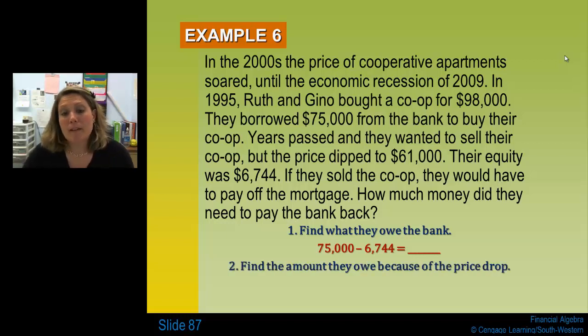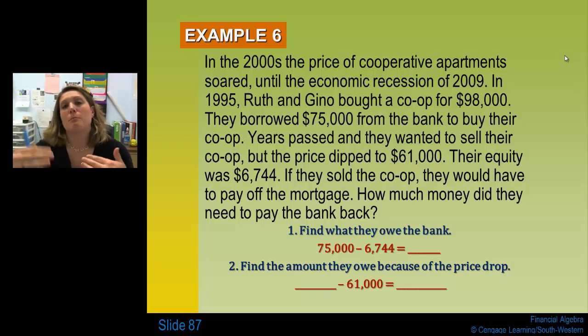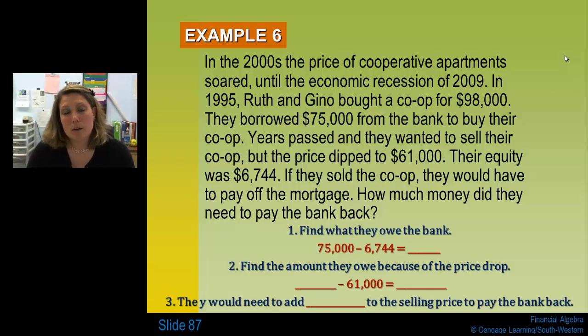Step 2, find the amount they owe because of the price drop. When the price of their co-op dropped, that's about what they can sell it for right now, which is $61,000. So you're going to take your answer from line 1, what they owe the bank, and subtract out the $61,000. This value is what they have to make up, what they would charge the buyer when they go to sell their co-op. So they would need to add this amount of money to the selling price to pay the bank back.